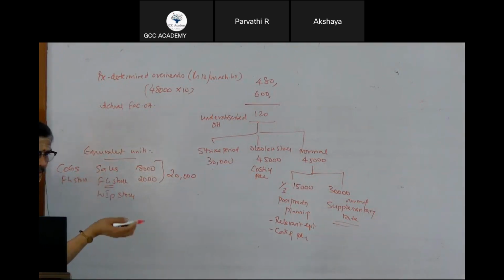You produced 20,000, sold 18,000, and 2,000 is in stock. So finished goods stock is 2,000, sold 18,000. Now I am going to account for it. I'm going to debit cost of goods sold; there are 3 accounts: the cost of goods sold account, the finished goods stock account, and the WIP account.